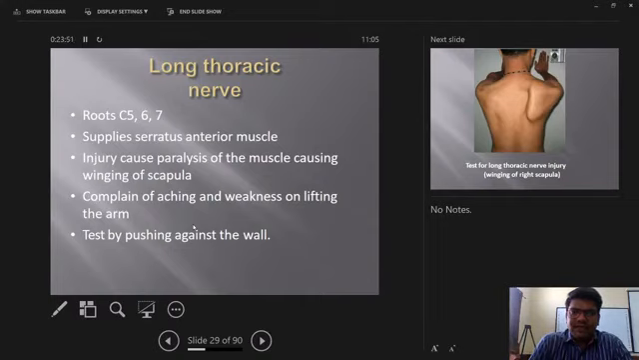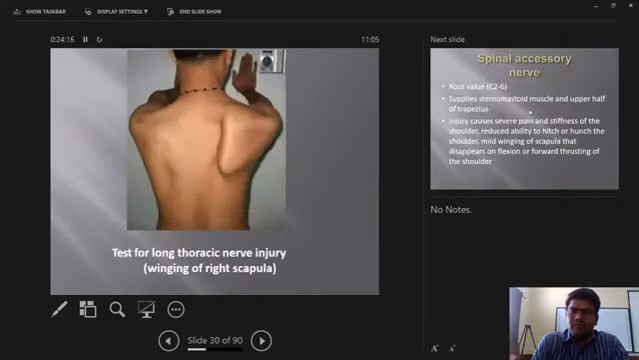It is tested by pushing the extremity against the wall. What will happen is the medial border and the inferior border of the scapula stand prominent when the patient attempts to push the extremity against the wall. Here you can see the winging of the scapula, where the medial border and the inferior border of the scapula stand prominent.